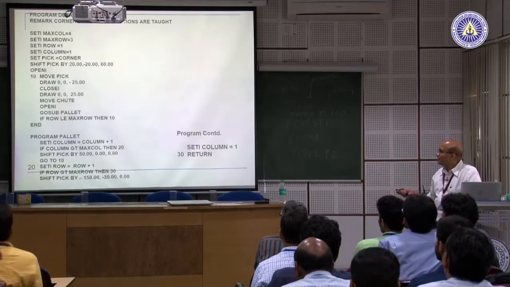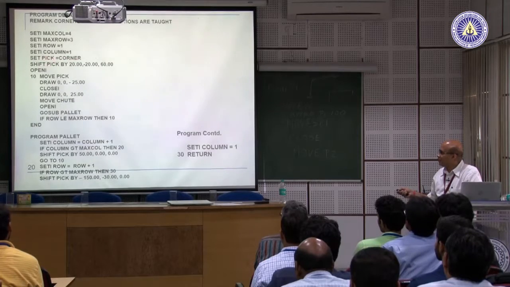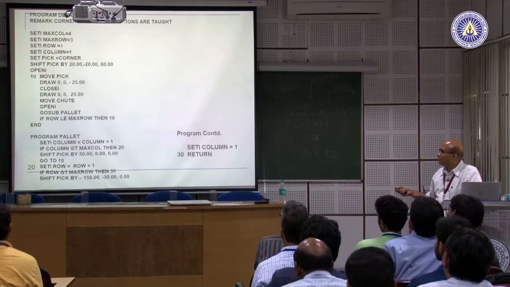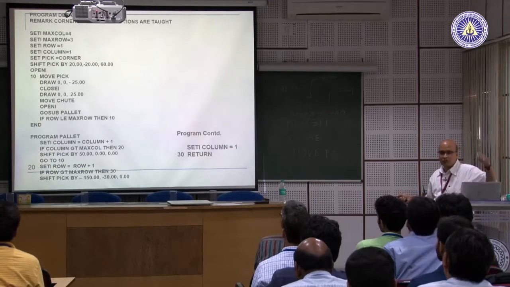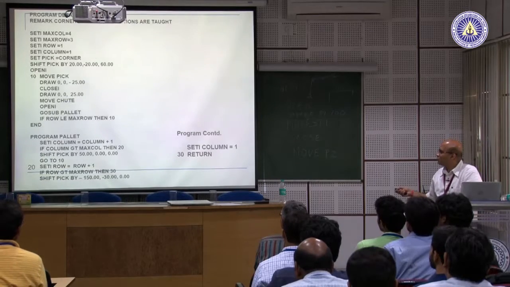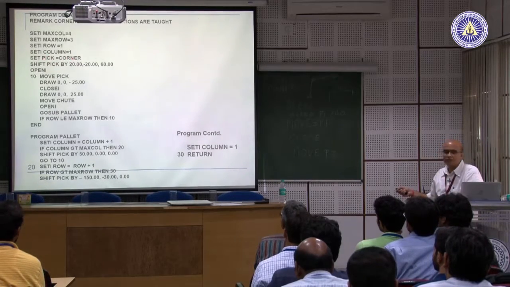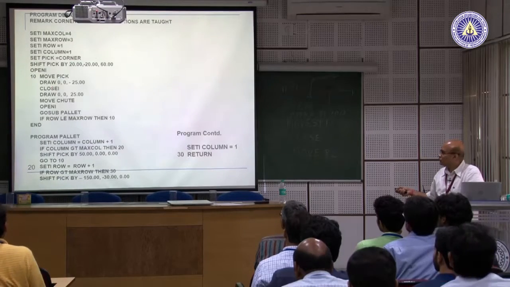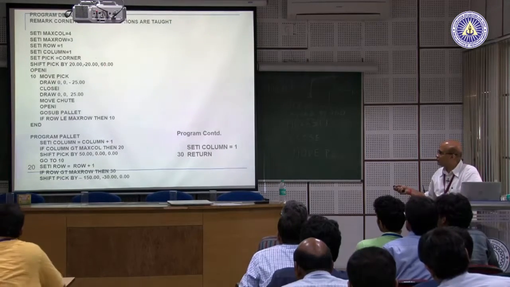Then the coordinate of the corner point, corner is known. So, I assign a variable pick to be equal to corner. So, I have set the number of rows, I have set the number of columns. I have started off by 1, 1, saying that I am going to start with the first one now, and I am putting the variable name pick equal to the corner coordinates, which is known. Then we shift pick by 20, minus 20, 60.